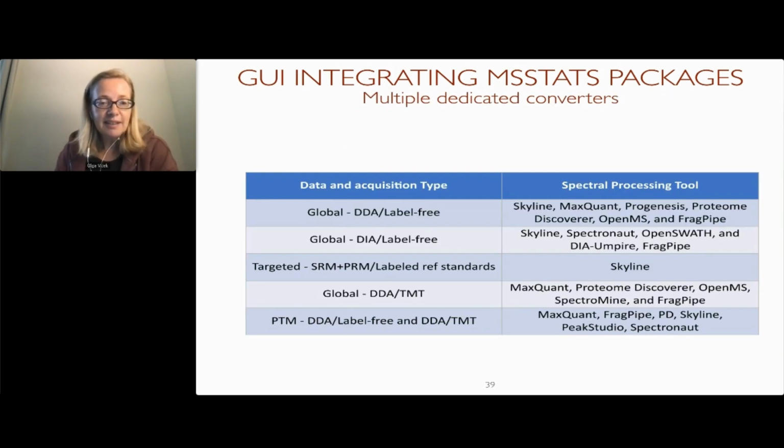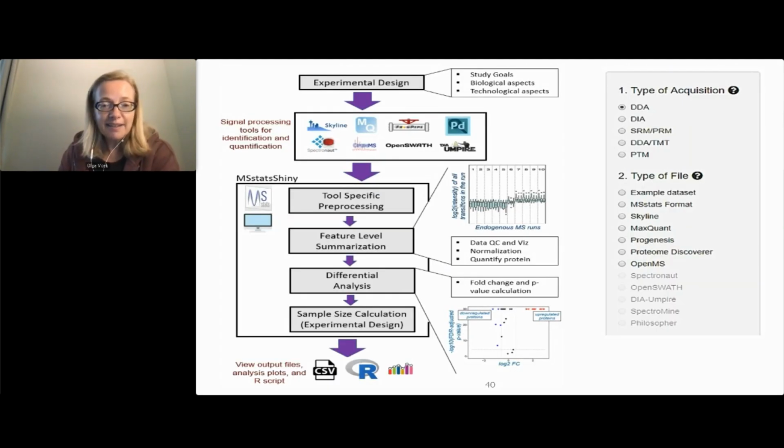So this is a list of different data acquisition types and a list of different data processing tools, with Proteome Discoverer prominently featured. So it is quite flexible in terms of what can be done. And this is the workflow. You can essentially follow the same outline that I just mentioned. You first select the type of data acquisition, you select which type of file you will be reading after that, and so on. So it is very similar to what I discussed.